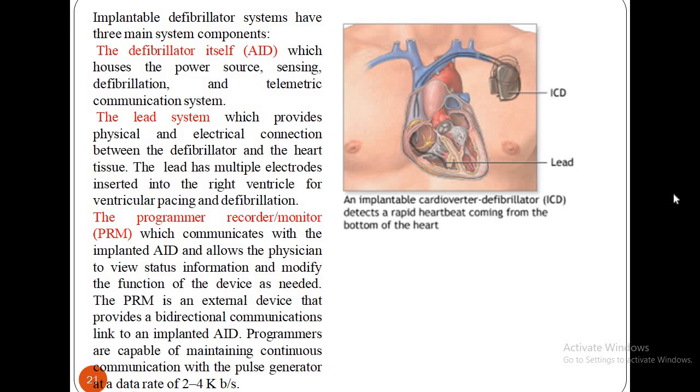The PRM is an external device that provides a bidirectional communication link to an implanted AID. This telemetry link is established from a coil which is contained within the head of the PRM to a coil which is contained within the implanted device. This telemetry channel may be used to retrieve real-time and stored intracardiac ECG, therapy history, battery status, and other information pertaining to device function.